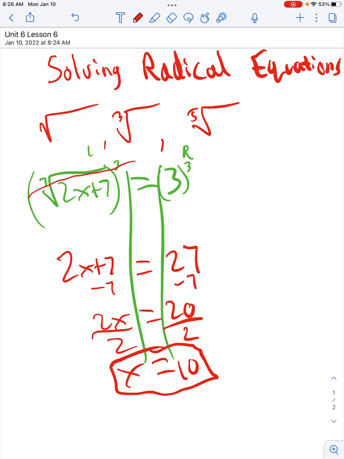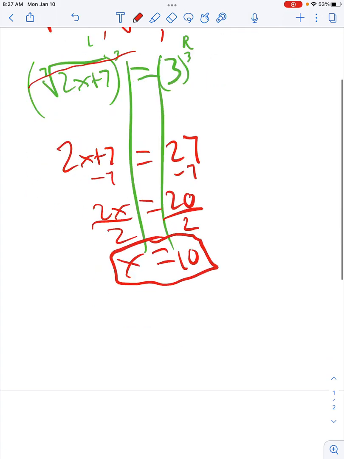In this example, you get x equals 10. Of course, you can plug your answer back in and check your work. All right, let's do another example.